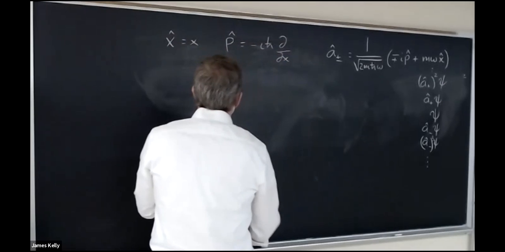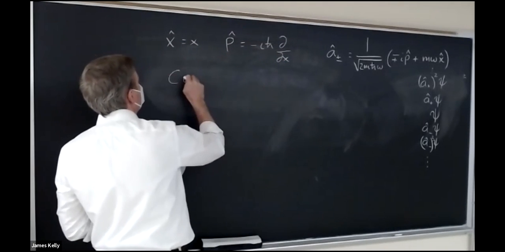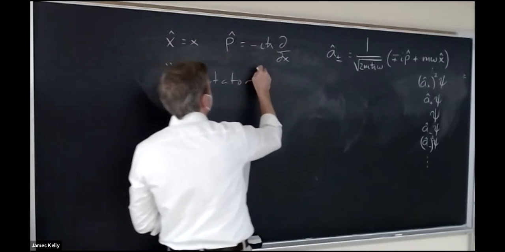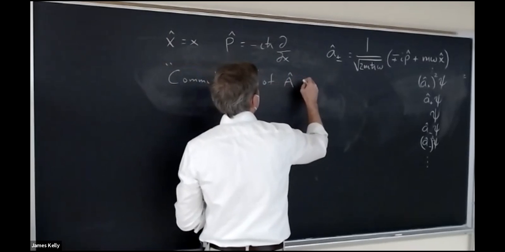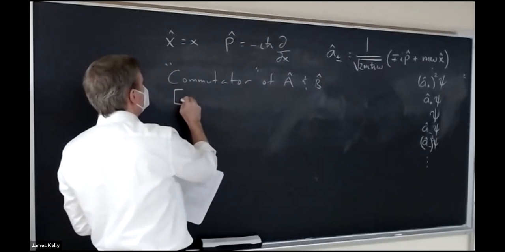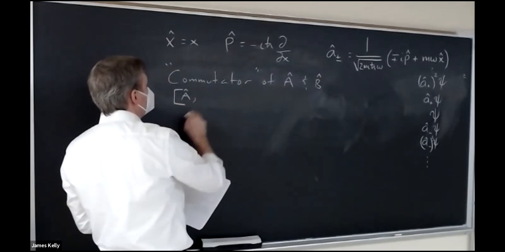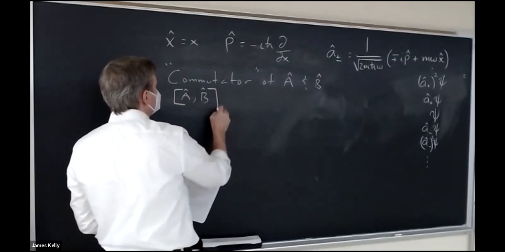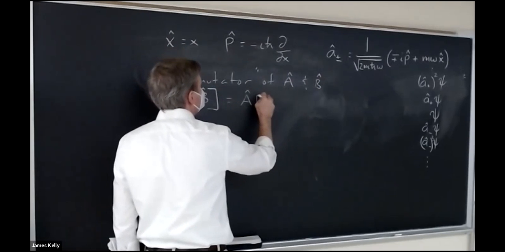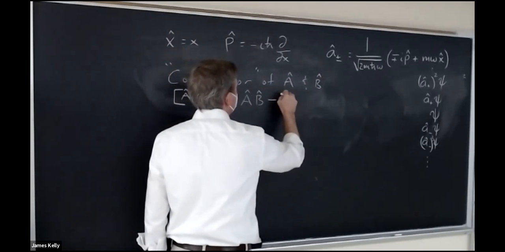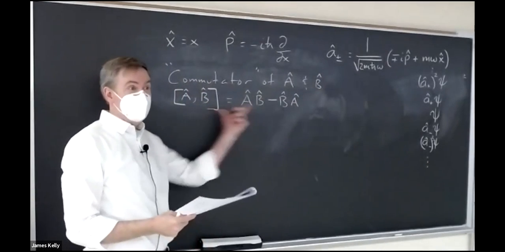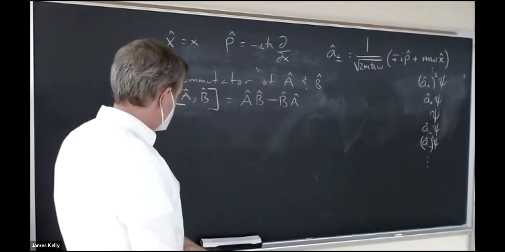So the definition of the commutator of two operators, a hat and b hat, is defined to be this. It has this symbol: you put in square brackets a comma b. What that means is just a shorthand for a hat b hat minus b hat a hat. So this is an operator by itself, right? Showing that it can be written explicitly as an operator over there.